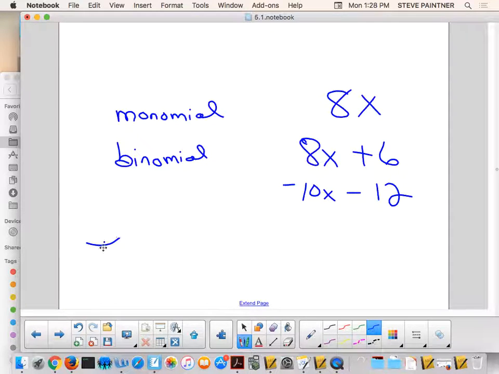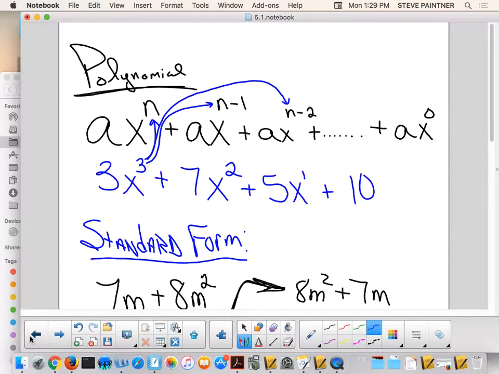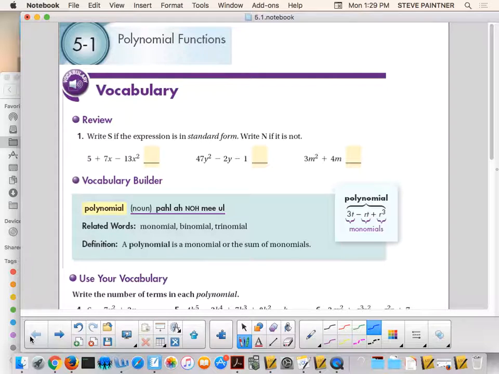What's a trinomial? 3 terms. Which would be like 7x minus 3 plus 4t. Okay. Got it. We're all good. With that background knowledge, we can start your notes and we can fly. Here we go. If I didn't do what I just did with you, you'd be wondering where I'm getting all this information from.